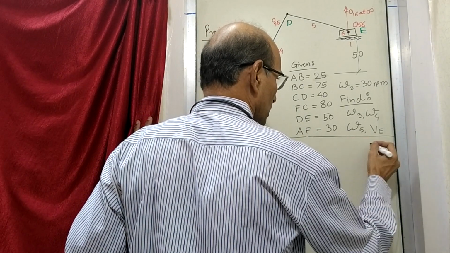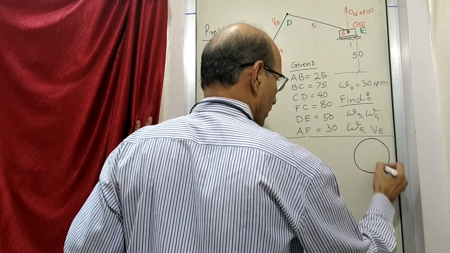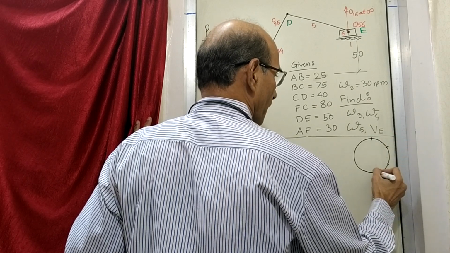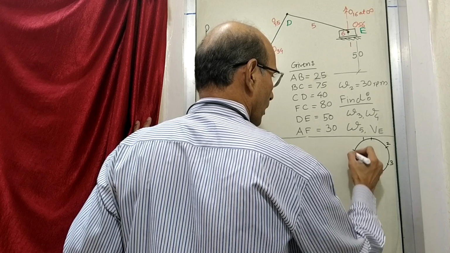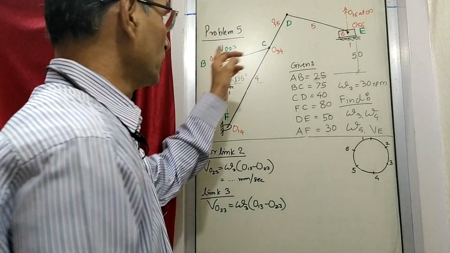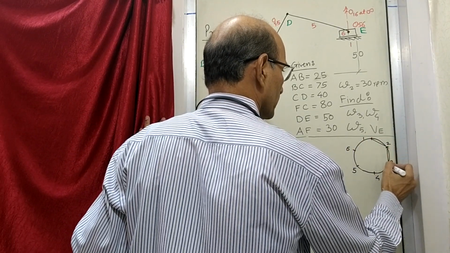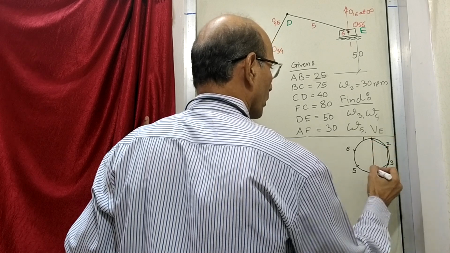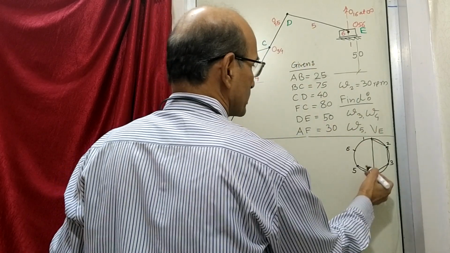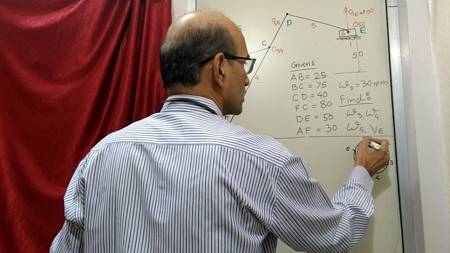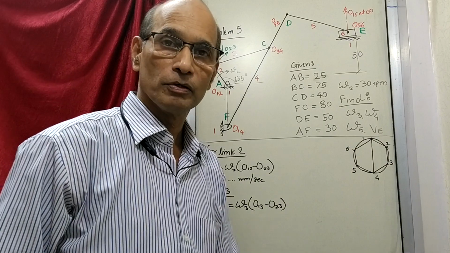So we draw Kennedy's circle here, of any diameter, and mark it with 6 points. Now join the centers which are already known by these lines: 1-2, 2-3, 3-4, 1-4, 4-5, 5-6, and 1-6. These are the points which are available, and we join the lines.